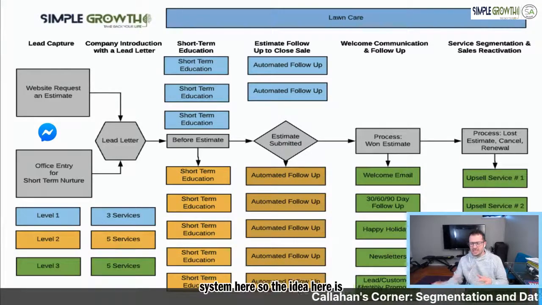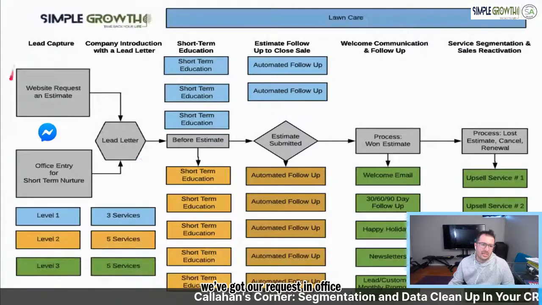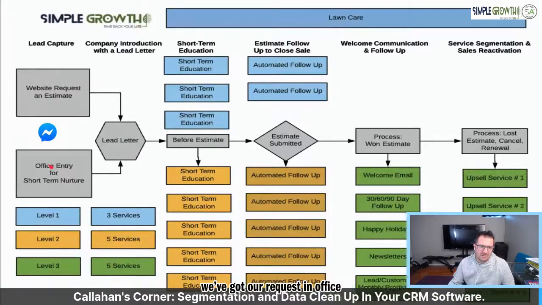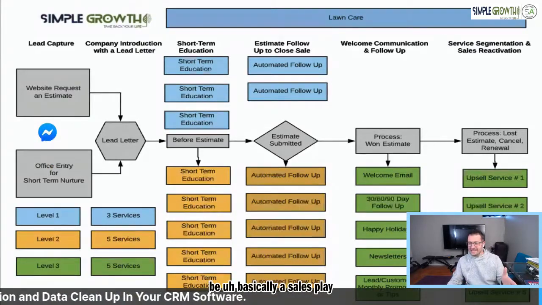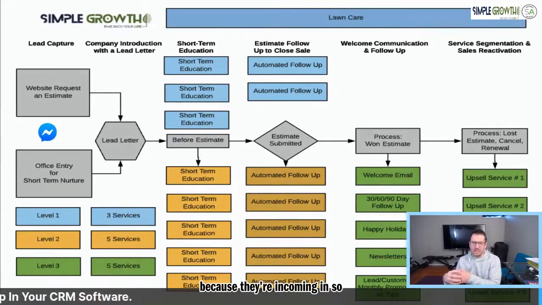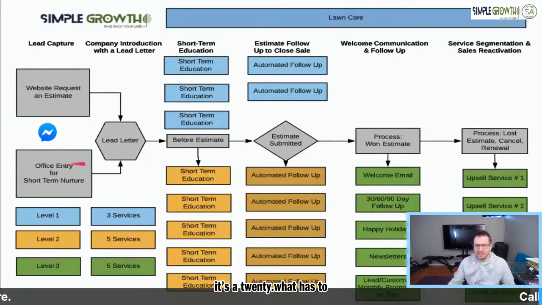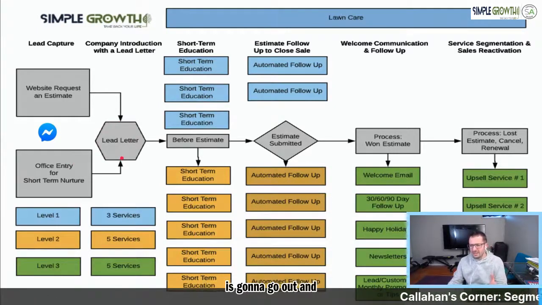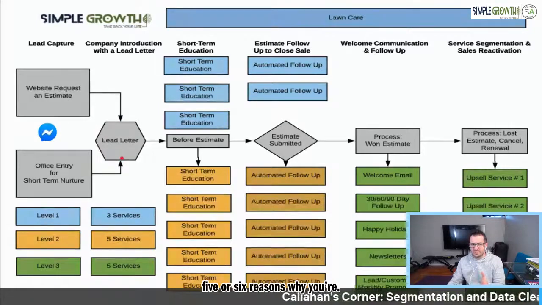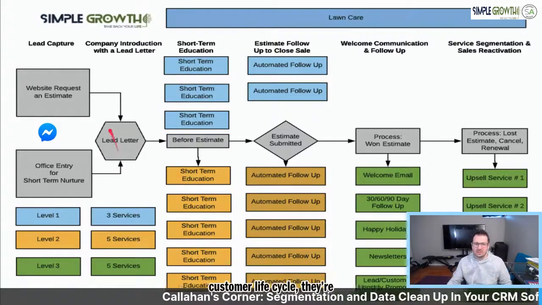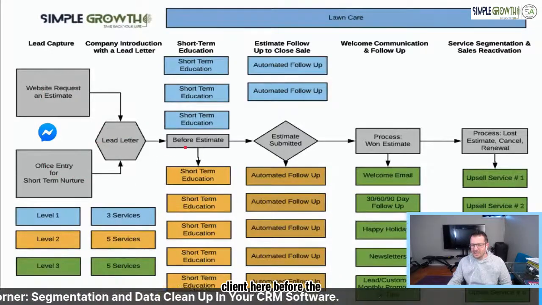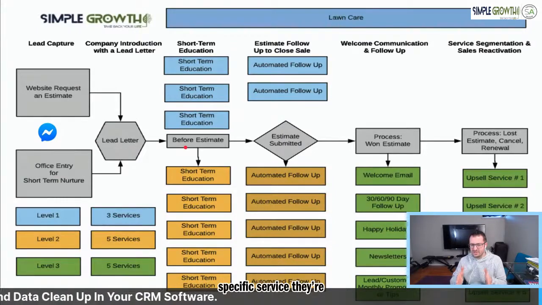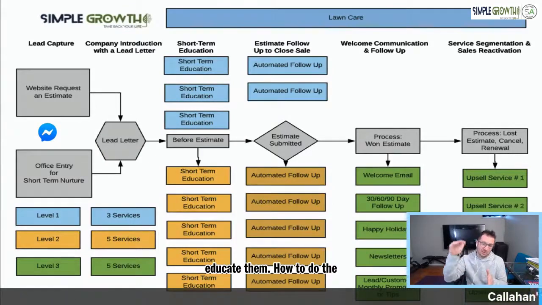So the idea here is we've got our estimate request and office master form. That is going to be basically a sales play because they're incoming in. So that's a 20 dot estimate request. A lead letter. This is going to go out and automatically email out the 5 or 6 reasons why you're different. So you can see based on the customer life cycle, they want to become a client here. Before the estimate, we're educating them. So we're talking them to the specific service they're interested in to overcome any sales or price objections and educate them how to do the service as a professional to raise the perceived value.